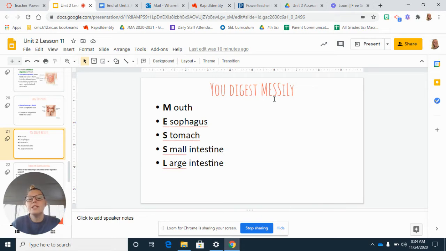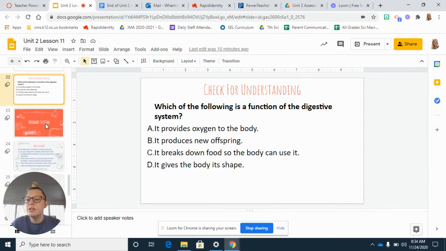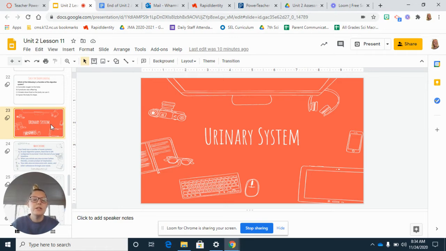Here's how you digest messily. So if you need a way to remember all these steps: our mouth, our esophagus, stomach, small intestine, and large intestine. You digest messily. Here's just a quick trick for understanding you can do on your own.